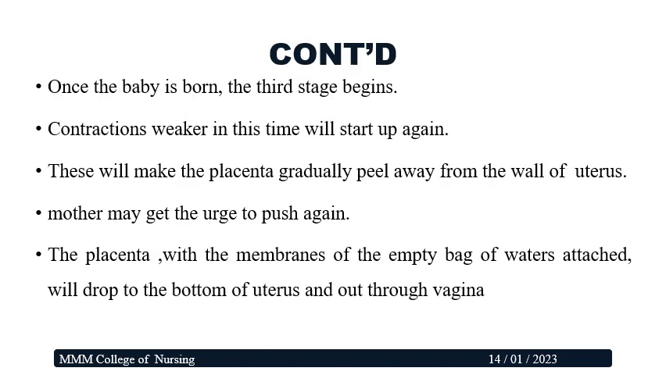When the baby is born, the third stage will begin. The contractions, which are weaker at this time, will start up again. These will make the placenta gradually peel away from the uterus, and the mother may get the urge to push again. The placenta with the membranes, the empty bag of waters, attached will drop to the bottom of the uterus and out through the vagina.